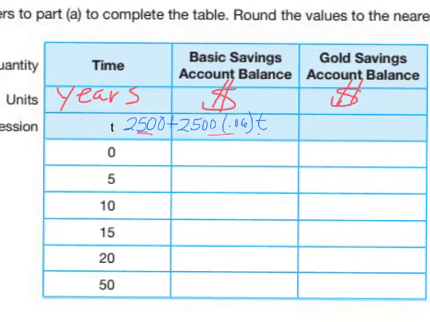And on this side, we had 2,500, the original amount, times 1.06 to the t power. You want to use your calculator to figure this out. Time zero is like now, today. We started with 2,500 in the very beginning, and this one's 2,500. They're both starting at the same amount.